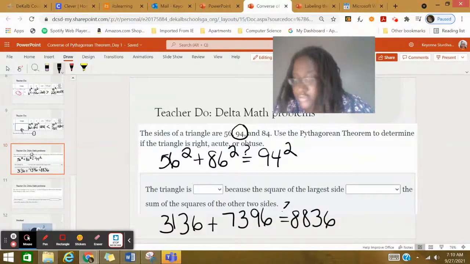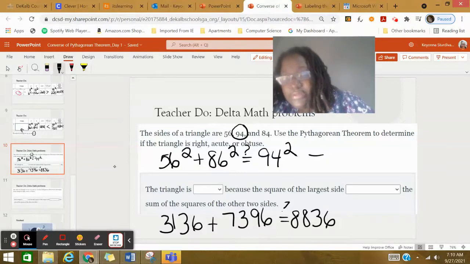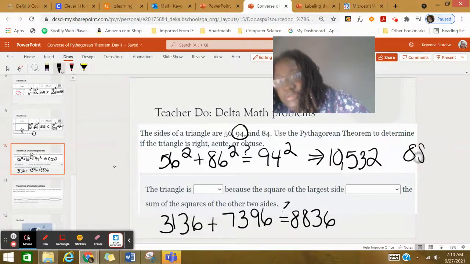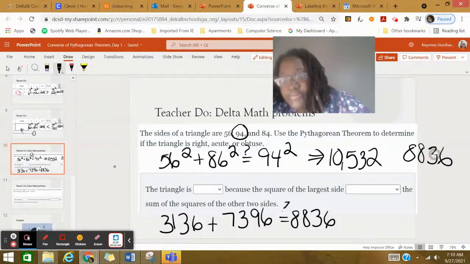All right, so now let's add these other two numbers together. We got 3,136 plus 7,396, which gave me 10,532. And then remember we got 8,836. So the question is, which one is larger, right? In this case, the 10,532 is greater than 8,836, reading from the right hand side, which is my c squared. So 8,836 is less than my 10,532.